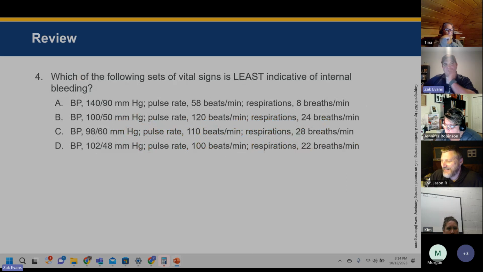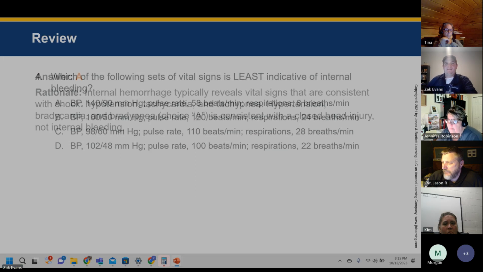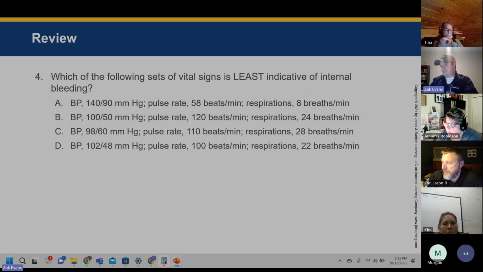All right. Which of the following sets of vital signs is least indicative of internal bleeding? We talked about this. I'm thinking A. Low heart rate and high blood pressure. But it's least indicative. Right, and that's 8 breaths, so that's C. So yeah, A. All right, guys. Good job. That is a mean question.